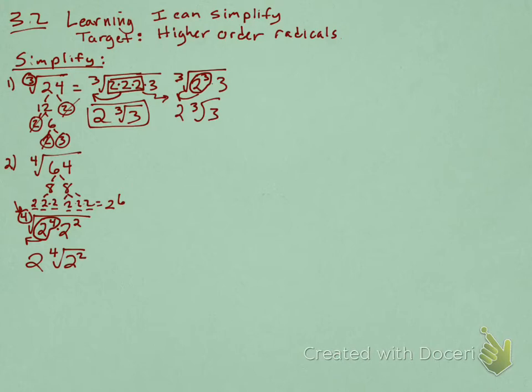Now, of course, I wouldn't want to leave it as 2 squared. I know 2 squared is the number 4, so the best way of writing this would probably be a 2, then a fourth root of 4. And I am finished. There are no more perfect powers of 4 inside of that radical.